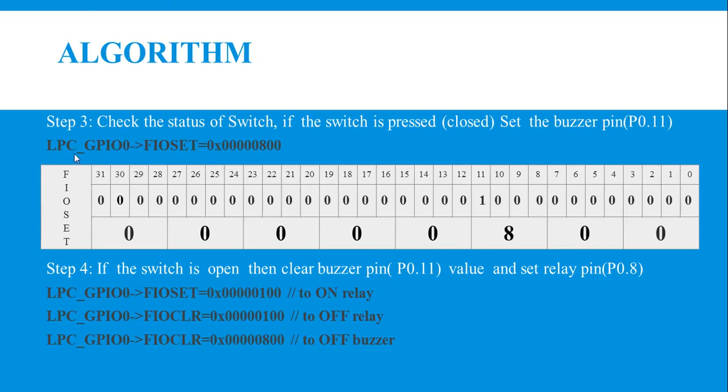So that's the instruction: LPC_GPIO0->FIOSET = 0x00000800 ensures that logic 1 is sent via the 11th pin of port 0. In turn, it's going to switch on the buzzer. Similarly, if you want to switch off the buzzer, you have to send logic 0.